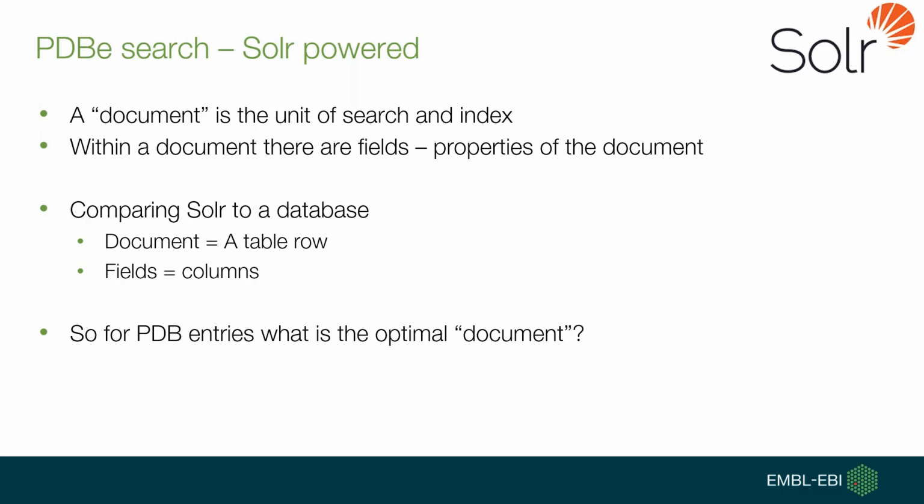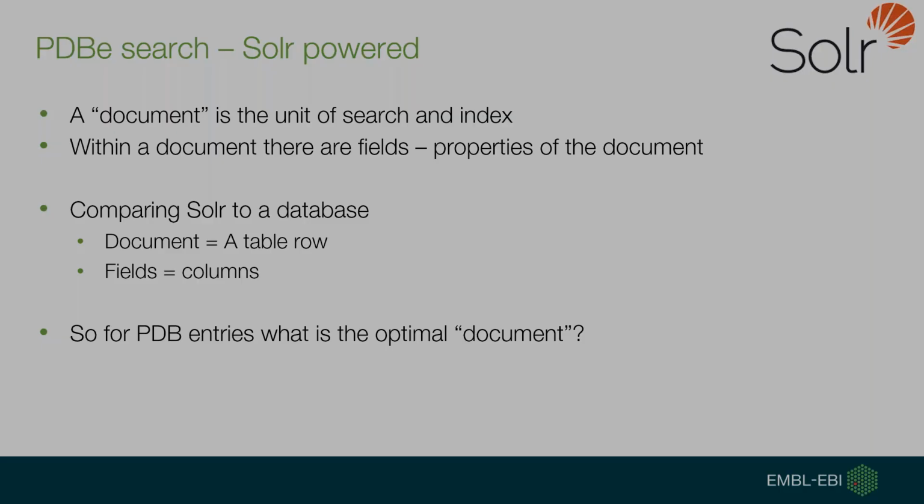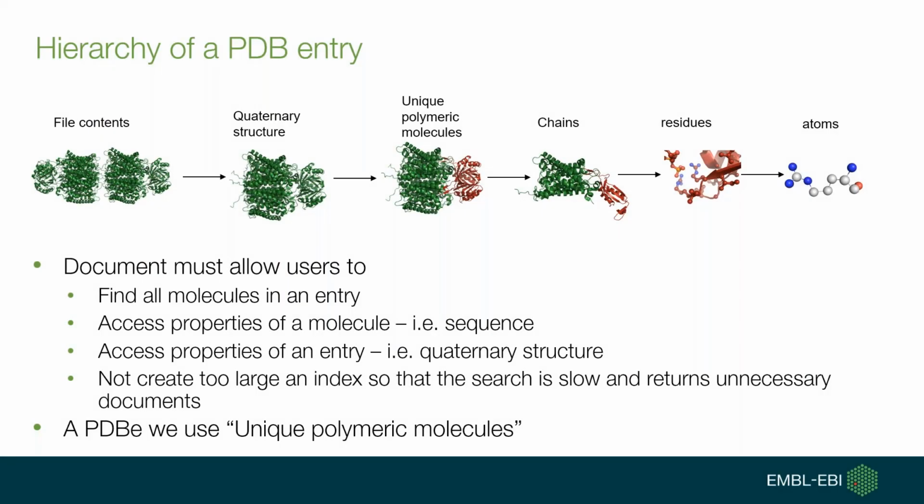One of the questions we had when designing this is, for PDBe entries, what is the optimal document that we can have? If we look at the hierarchy of a PDBe entry, we have on the left, starting with the contents of the file that we receive. So in this case, it's 2 copies of this complex here.